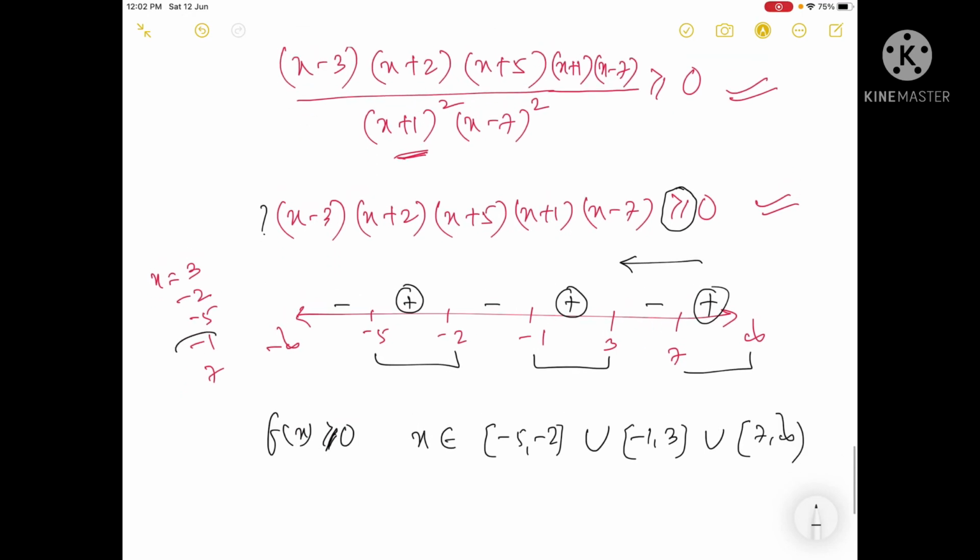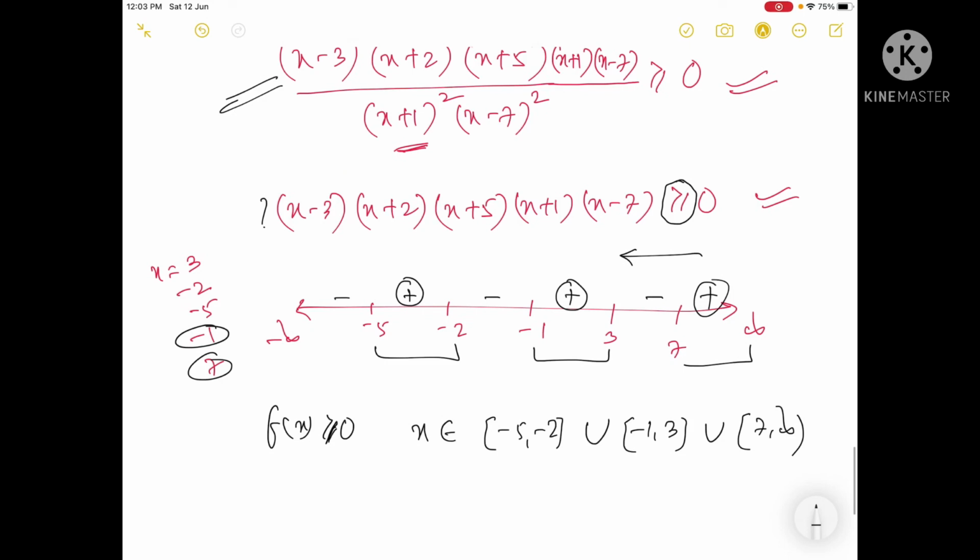here at x equals minus 1 and x equals 7, the denominator becomes 0, means the rational function will be undefined at x equals minus 1 and x equals 7. So whatever answer you get, it should not contain minus 1 and 7. So wherever minus 1 is there, you have to put an open interval, because at this point the denominator becomes 0. Similarly at x equals 7 the denominator becomes 0, so for 7 also there will be an open interval. So this is our final answer now.